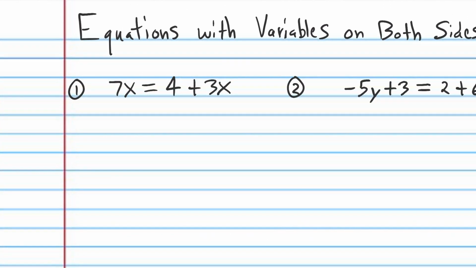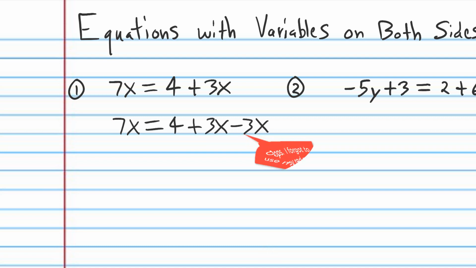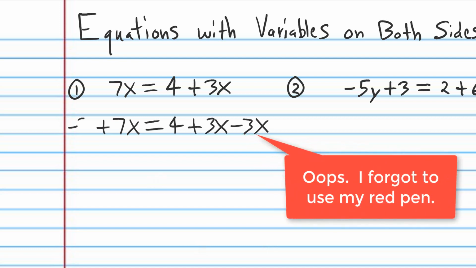You can see that we have variables on both sides of this equation. So what we have to do is combine the variables so that all the variables are on either the left side of the equation or the right side of the equation. So as usual, we're going to rewrite the equation, and then we're going to subtract 3x from both sides of the equation.